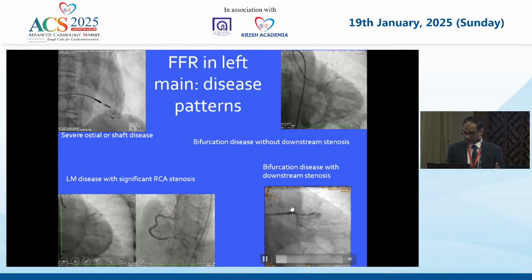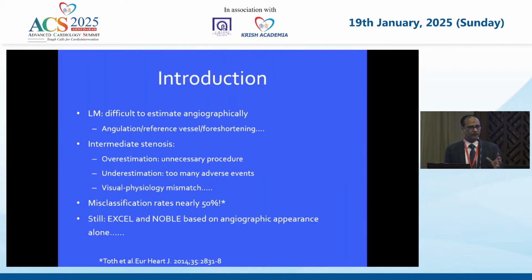How can physiology help us in this? Now, this is difficult to estimate angiographically because there isn't a normal segment to compare it with. And it's extremely difficult to decide how significant the left main disease is when you have downstream disease as well.